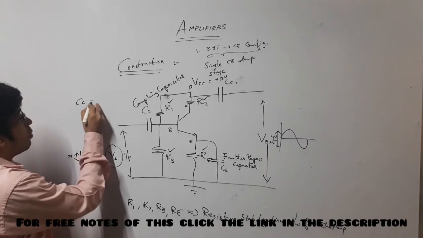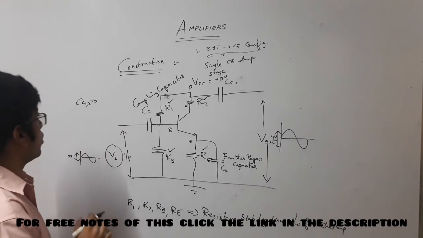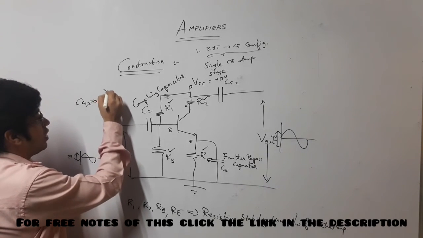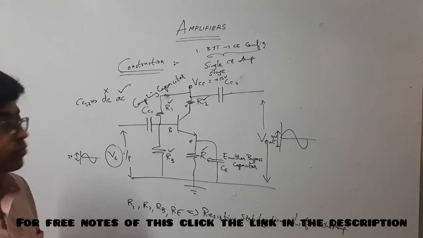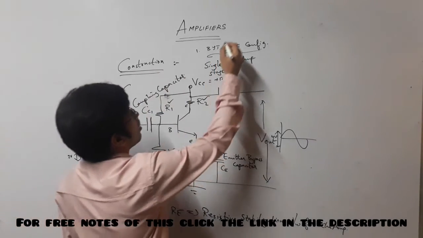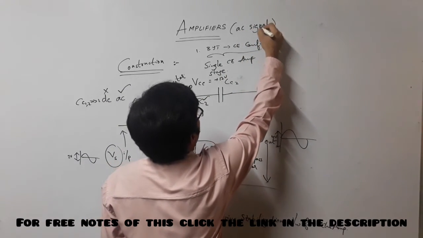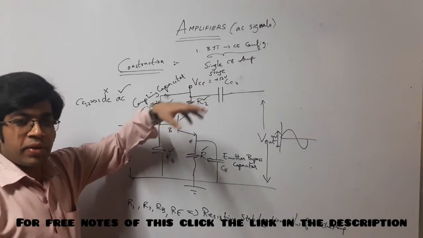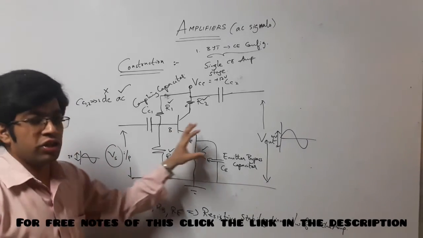The reason for using these coupling capacitors, CC1 and CC2, is that this capacitor is used to block the DC and allow the AC signal to come into the circuit. This is the first advantage, because all amplifiers that we design work on AC signals. Don't get confused, this is AC signals. This is DC supply. Supply is something that is powering your device. Signal is that thing that is being used in the circuit.